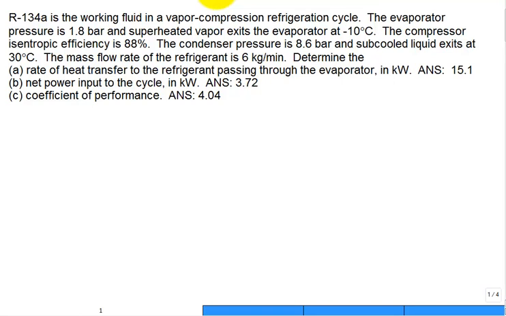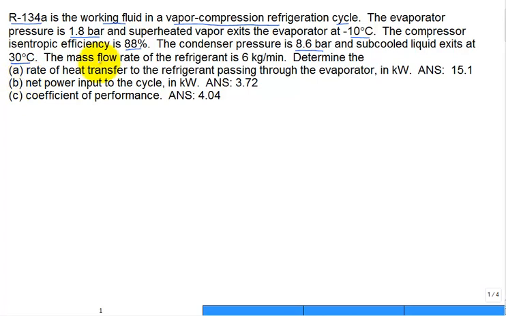Okay, so we're going to solve this problem. We have refrigerant 134a. It's a working fluid in a vapor compression refrigeration cycle. The evaporator pressure is 1.8 bar and superheated vapor exits the evaporator at -10 degrees C. And the compressor isentropic efficiency is 88%. The condenser pressure is 8.6 bar and subcooled liquid exits at 30 degrees C.